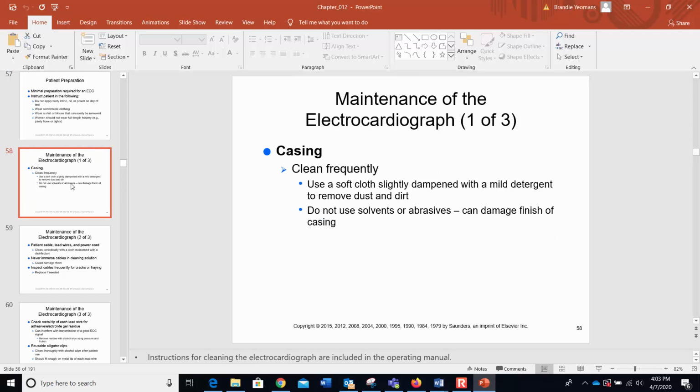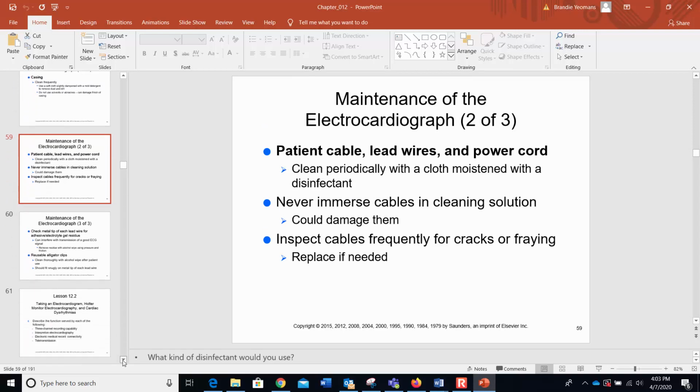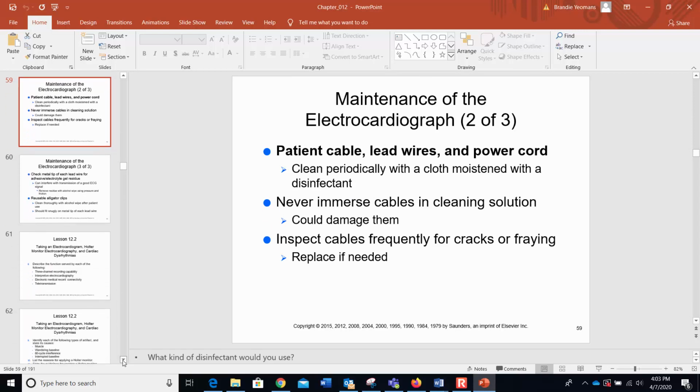Okay, we've got to make sure that we frequently clean that ECG machine. Be careful, nothing real caustic. Alcohol and maybe a washcloth are real good. Don't want to mess that up too bad.